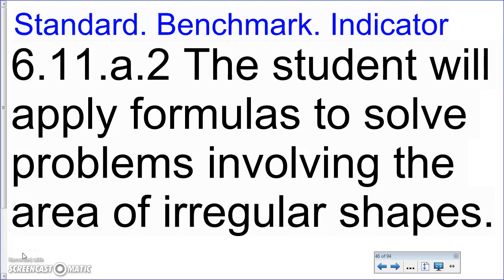Today we are going to be looking at the area of irregular shapes. So the first thing you need to do is copy down the SBI at the top of your math notebook. The student will apply formulas to solve problems involving the area of irregular shapes. You can pause the video here to give yourself more time to write down the SBI.